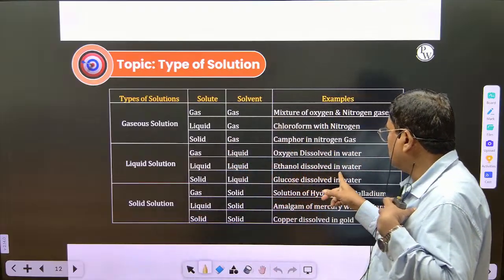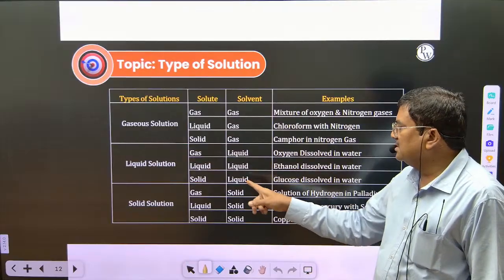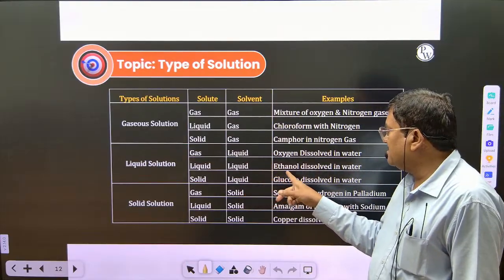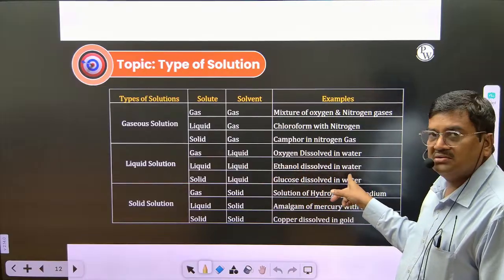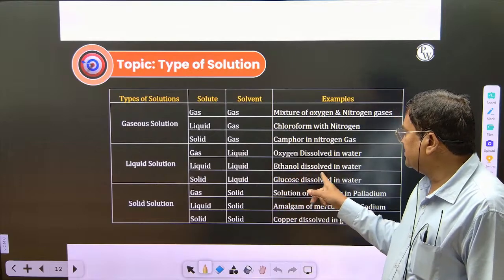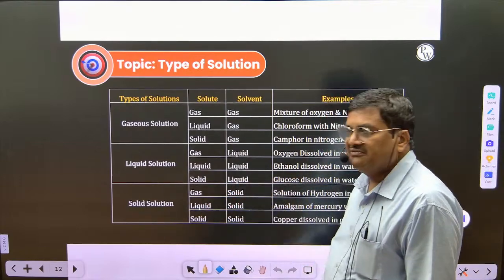So see, ethanol dissolved in water. Is it audible now? When we are adding liquid in liquid, here we have a liquid solution: ethanol dissolved in water. That means ethyl alcohol. What is the formula of ethyl alcohol? C2H5OH dissolved in water.